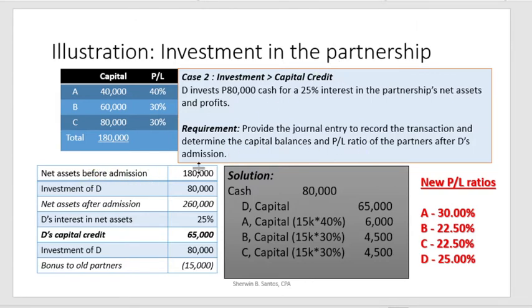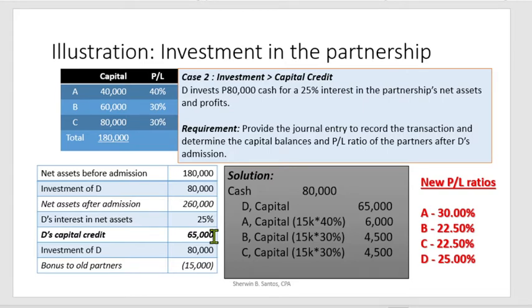Net assets before admission, 180. So, ito po yung A, B, and C. Plus, yung i-invest ni D. Kanina, 60. Sakto yung 60. Pero ngayon, 80. So, alam mo na mas malaki ang investment niya dyan. 180 plus 80 is 260 times the interest na gusto ni D na 25%. So, 260 times 25% is 65,000. So, yan ang gustong capital credit ni D.